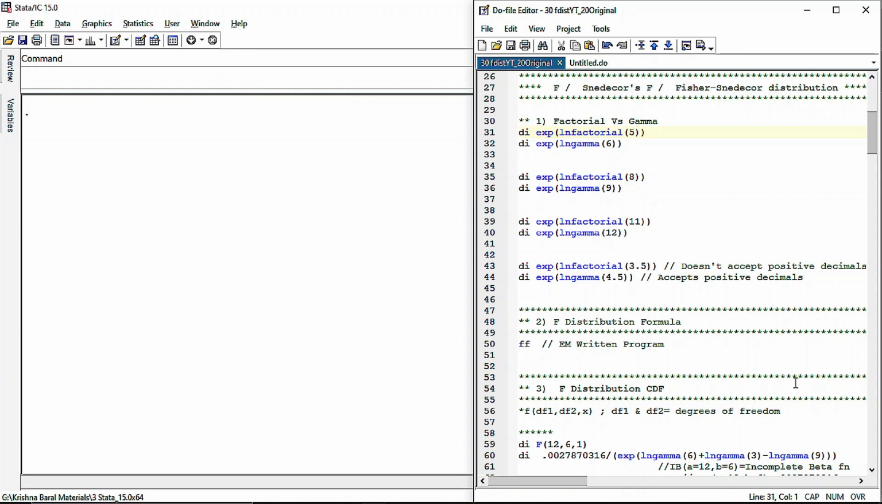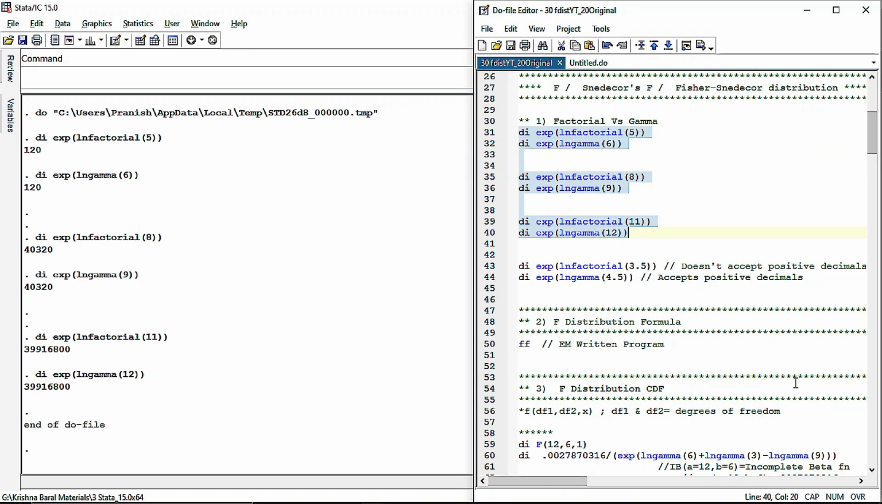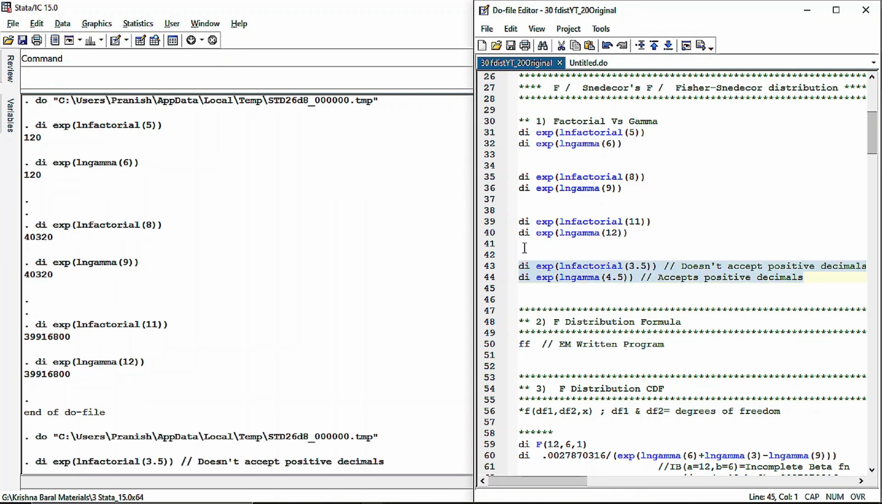In this video, we'll discuss the F distribution, also called Snedecor's F or the Fisher-Snedecor distribution. Let us see some useful functions. Exponential and logarithm are inverse to each other. That's why we get the value of factorial in the first case and the value of gamma in the second case. With the help of this example, we want to show that gamma n is equal to n minus 1 factorial: gamma 12 is equal to 11 factorial, gamma 9 is equal to 8 factorial. We cannot calculate the factorial of decimal values, while we can calculate the gamma of a decimal value.